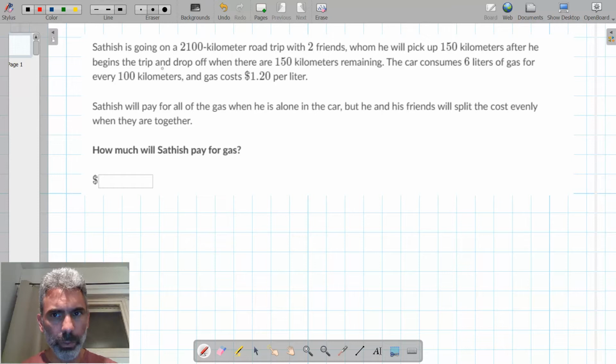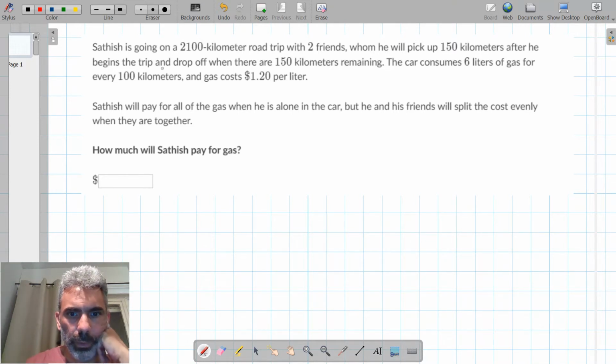The car consumes 6 liters of gas for every 100 kilometers, and gas costs $1.20 per liter. Satish will pay for all the gas when he is alone in the car, but he and his friends will split the cost evenly when they are together. How much will Satish pay for the gas?